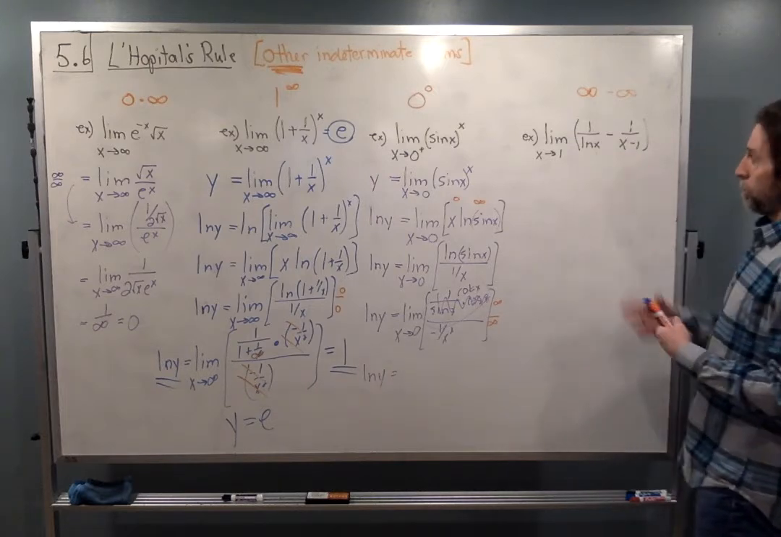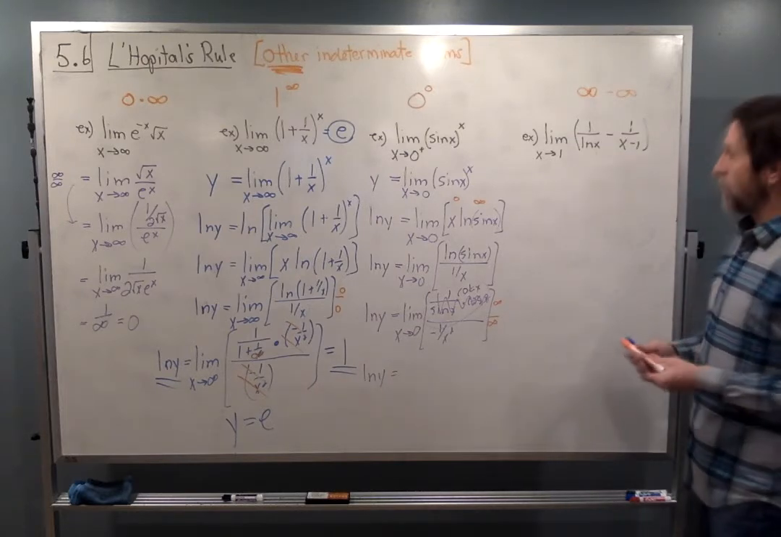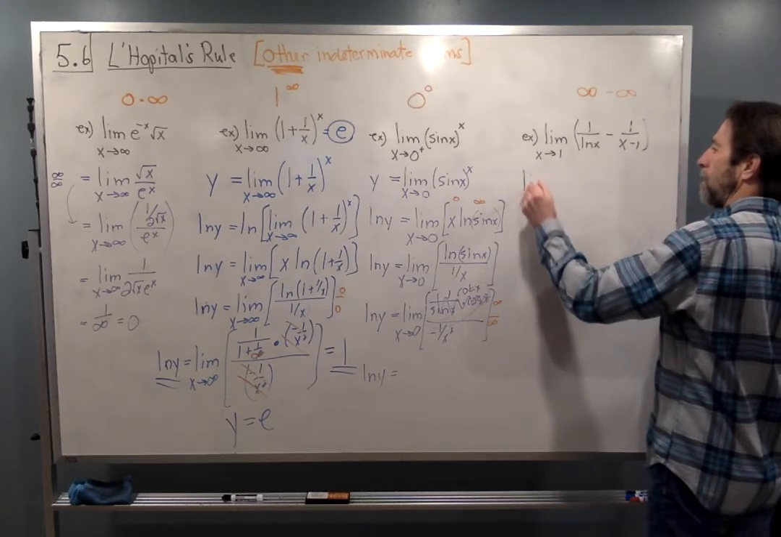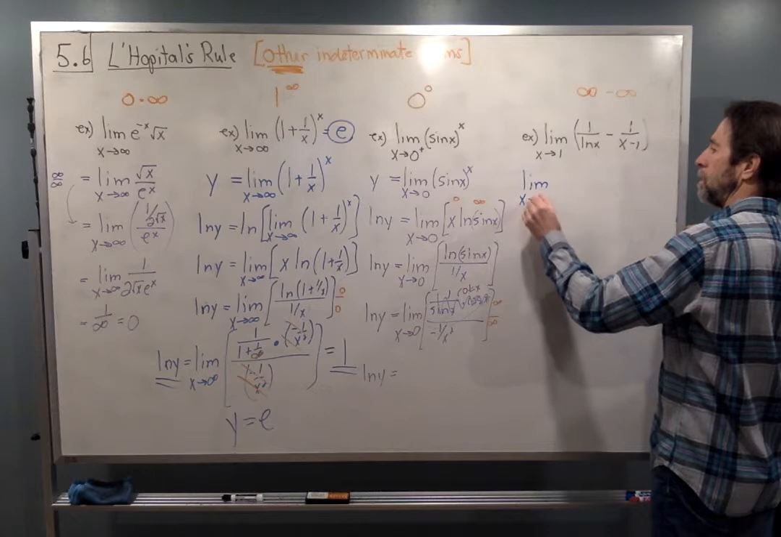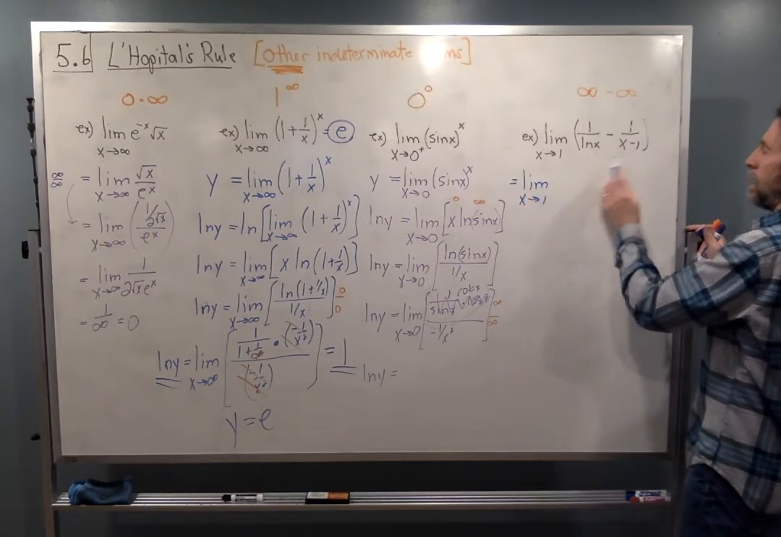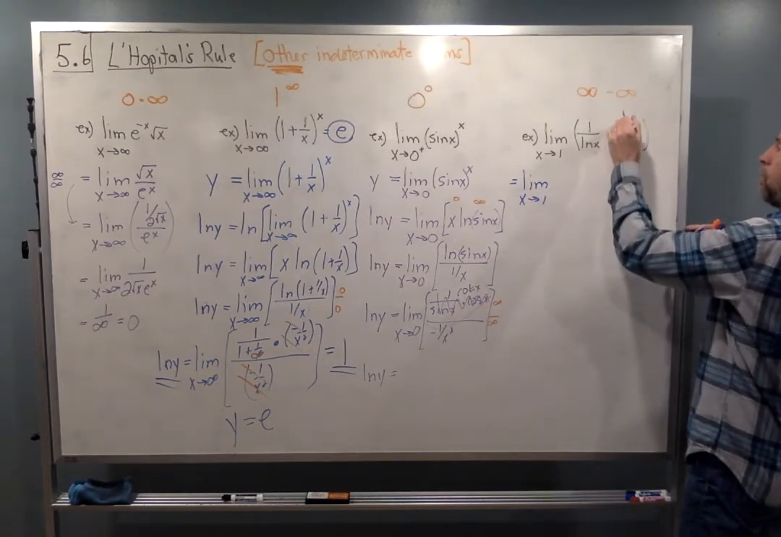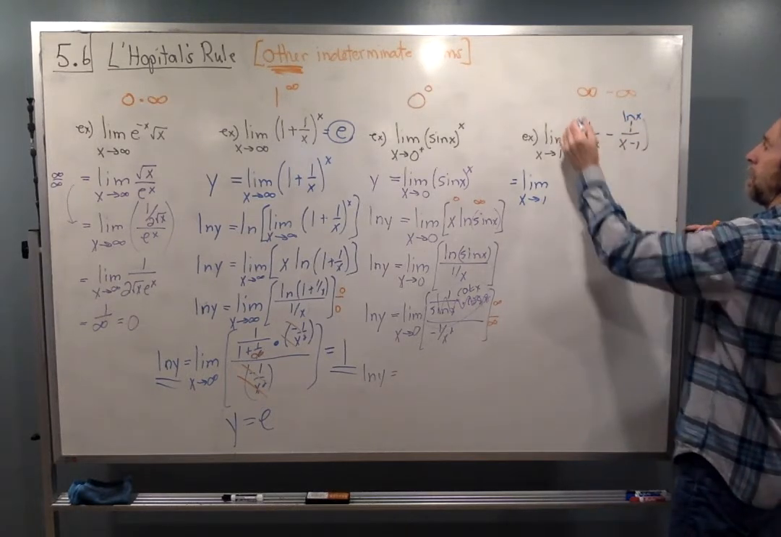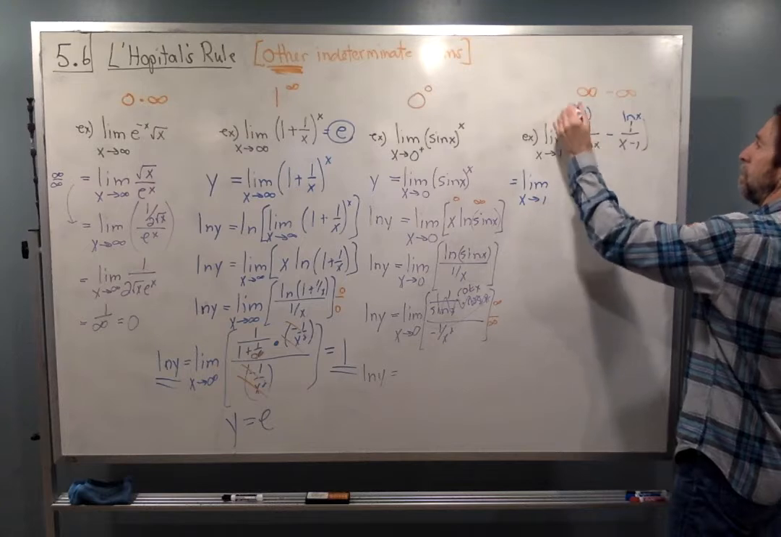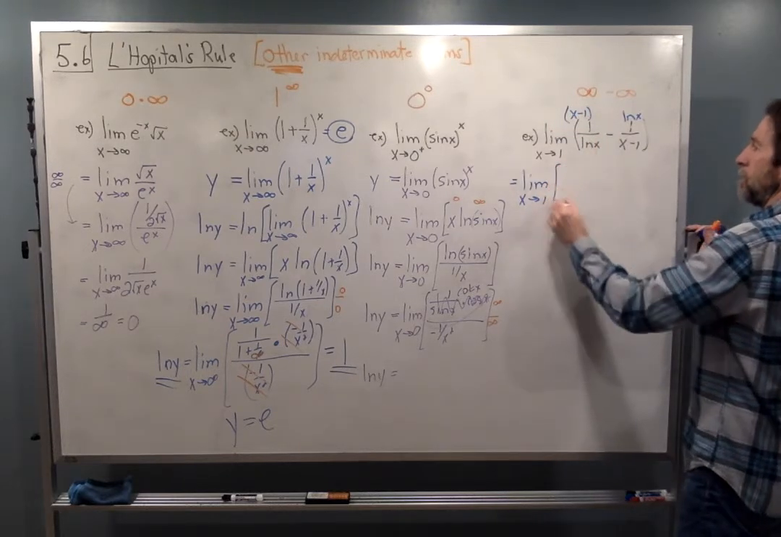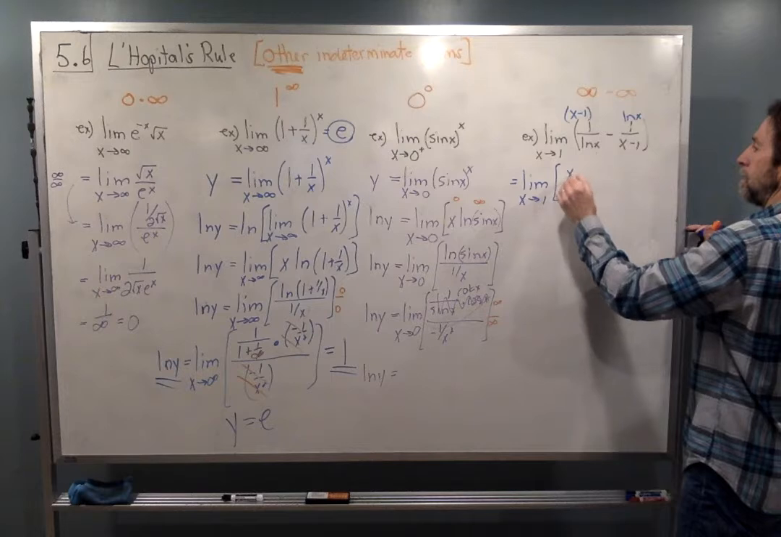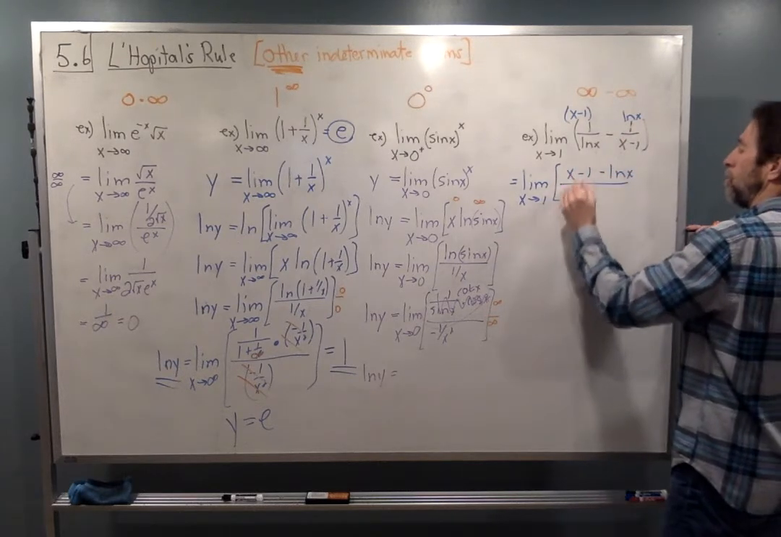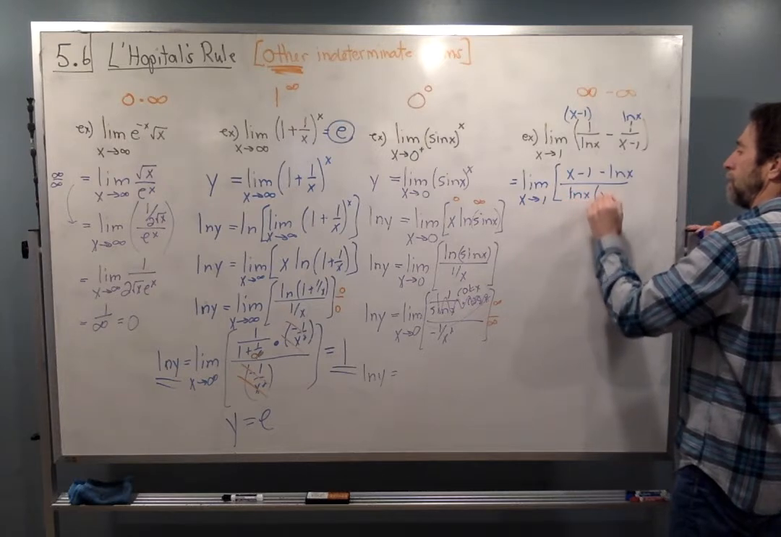Well, it's pretty much algebra. We're just going to have to get common denominators and make it one expression. So, if I do that, I'm going to have the limit as x goes to 1. If I get common denominators here, this one would have to be multiplied top and bottom by log x. This one would have to be multiplied top and bottom by x minus 1. So we're going to have the expression x minus 1 minus log x all over log x times x minus 1.